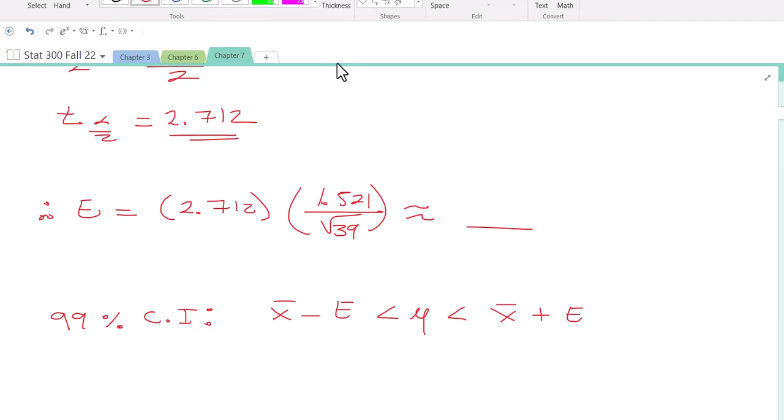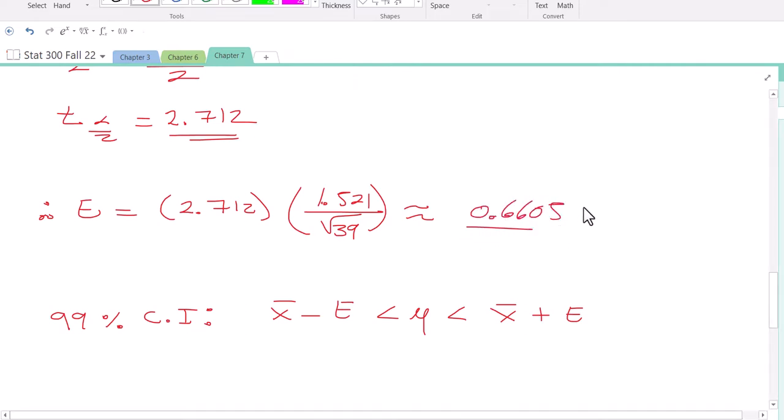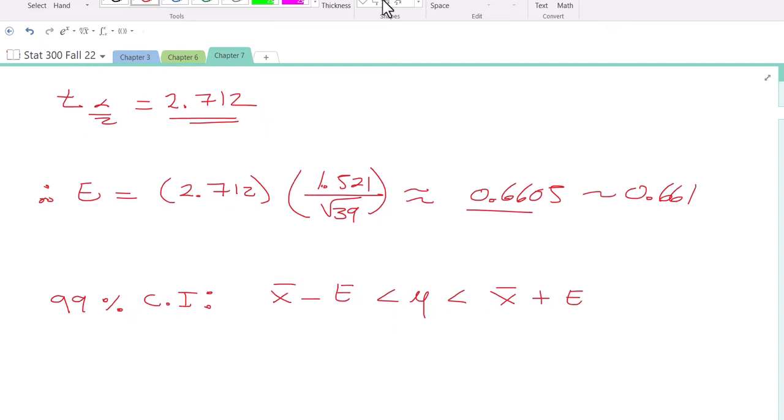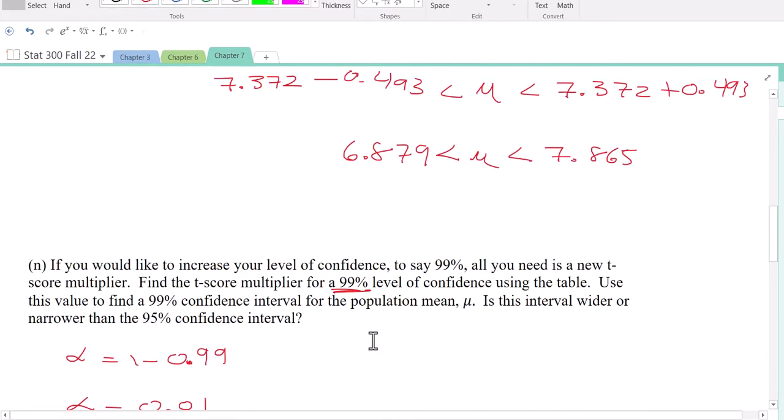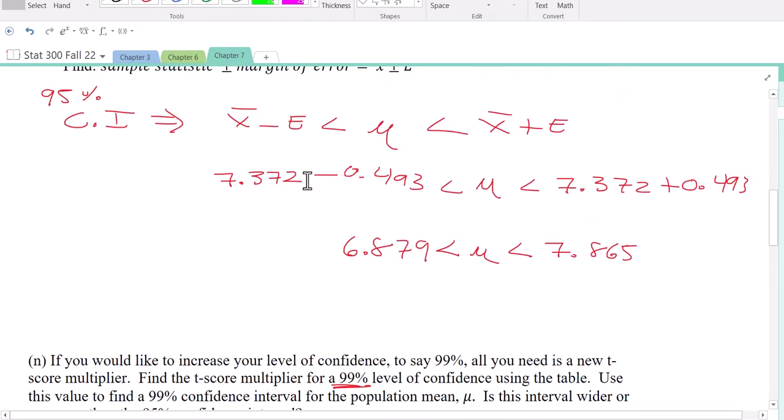So for our error I got 0.6605. Rounding to 3 decimal places, that will be 0.661, because that's what our x bar, our average, was rounded to. And our average was 7.372. Is that what that was? Let's scroll back up. 7.372, yes.